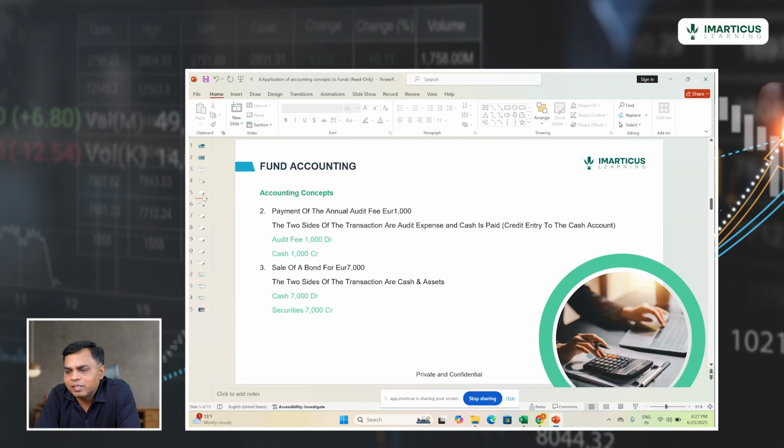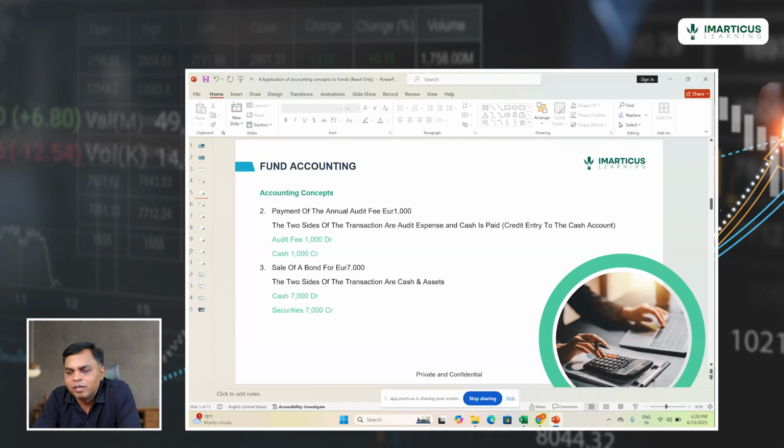The third entry is, let's say they sell a bond. They sell a bond for €7,000. Now if you see, there are two entries getting affected. One is cash, which is an asset, and the other one is securities, which in this example is a bond. Here the cash is increasing because when the company sells the bond, they are getting the cash.